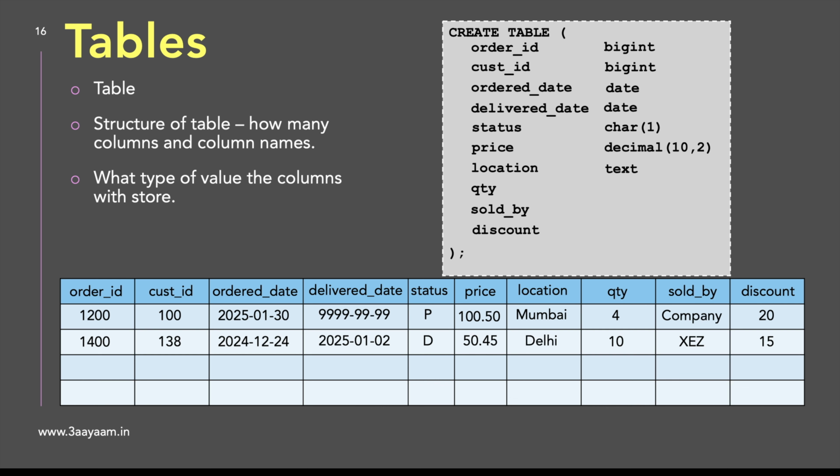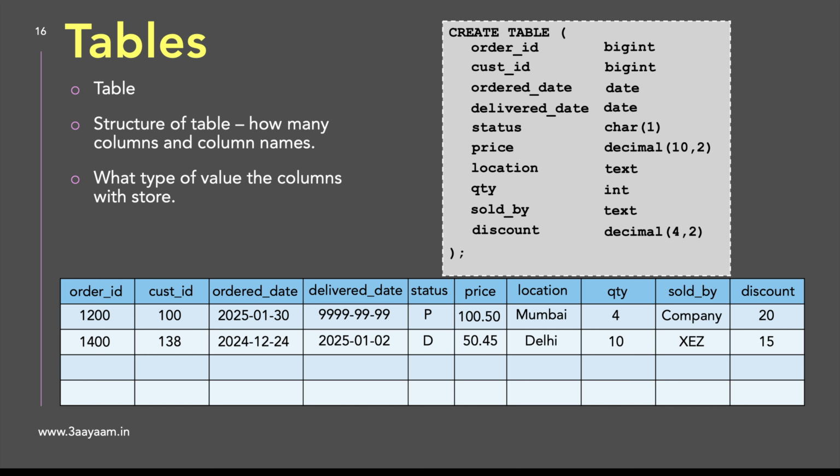Location is also text, so we do not know the length. Quantity would be, let's say, integer. Small int would have been done also because I don't think anyone would basically buy more than 32,000 items in a single order. Sold by is again text, and then we have discount.